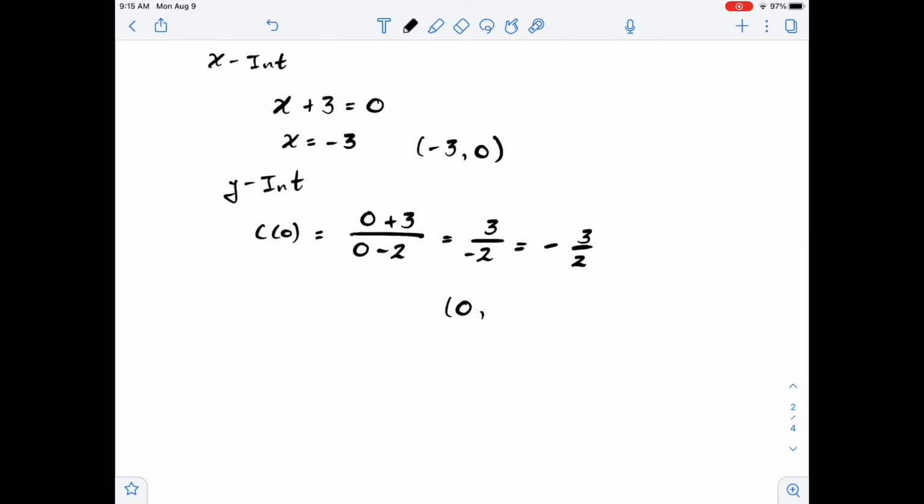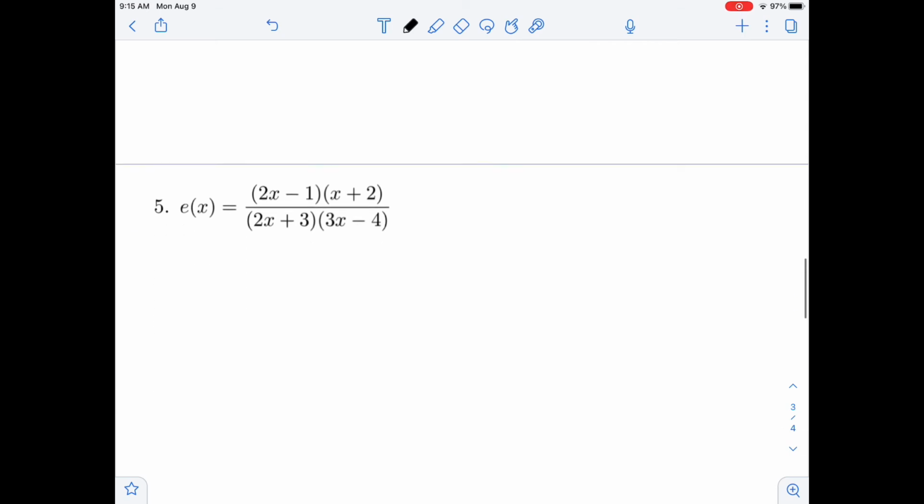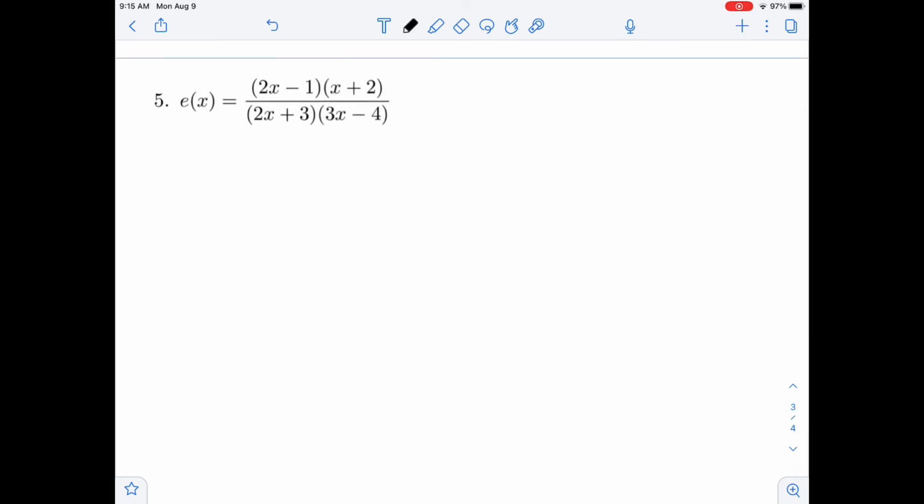And therefore, my y-intercept is (0, negative 3 over 2). You can just leave it as an improper fraction like that, negative 3 over 2. And those are your two values. It's your x-intercept, this time you only have one. And here's your y-intercept, negative 3 over 2. Okay, that's c. Moving on, e of x.